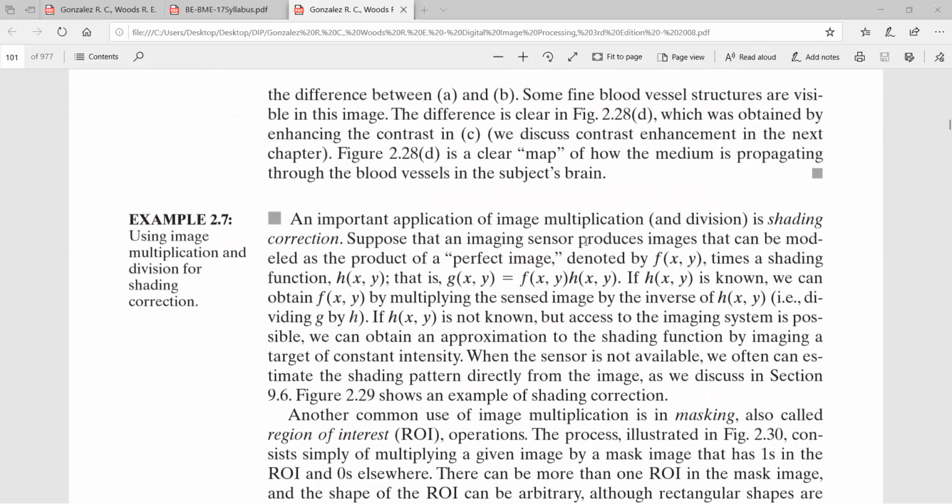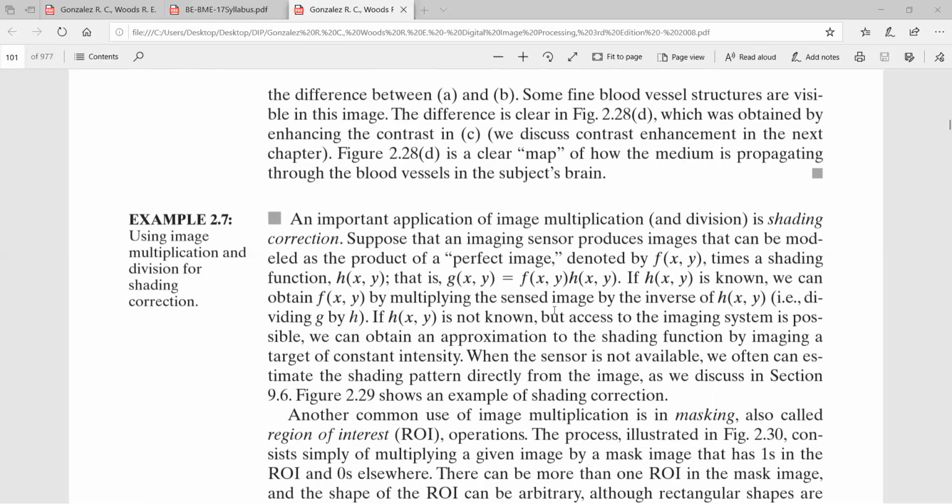Then comes an application of image multiplication and division, which is shading correction. Suppose that an imaging sensor produces images that can be modeled as the product of a perfect image f of x,y times a shading function h of x,y. That is, g of x,y is equal to f of x,y times h of x,y. If h of x,y is known, we can obtain f by multiplying the sensed image by the inverse of h of x,y, that is, dividing g by h. You know g and h, you want to find f. You take h to the right-hand side, and g of x,y divided by h of x,y will give you f of x,y.